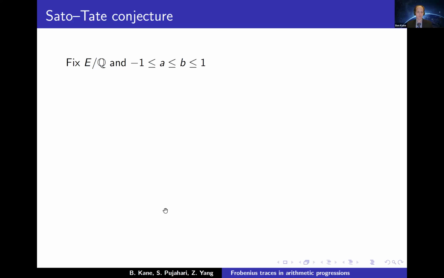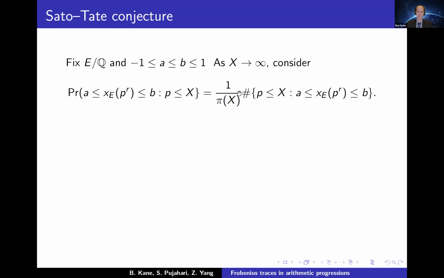Okay, so this led to something called the Sato-Tate conjecture. This was independently found by both Sato and Tate. They both conjectured this separately. So suppose we fix an elliptic curve over the rationals, and we fix two numbers a and b between -1 and 1. And then you can simply say, as x goes to infinity, what's the probability that this normalized trace, which we know is between -1 and 1, is between a and b? So we can ask, what's the chance that it's between a and b?